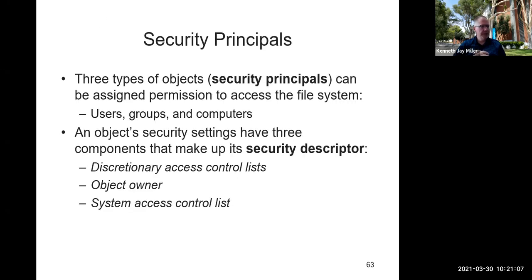Now, there are three types of security objects, which are called security principals, and they can be used to assign permissions. We can assign permissions to users, to groups, or to the computer that connects to the server. Okay. Now, the security settings have three components that make up the security descriptor: the discretionary access control list, the object owner, and then the system access control list.